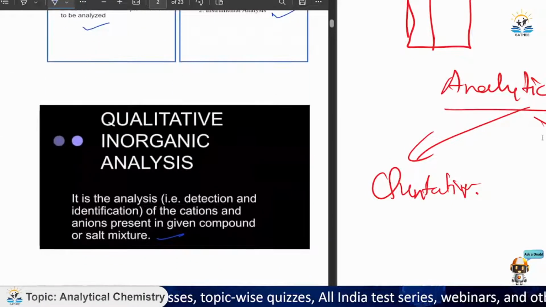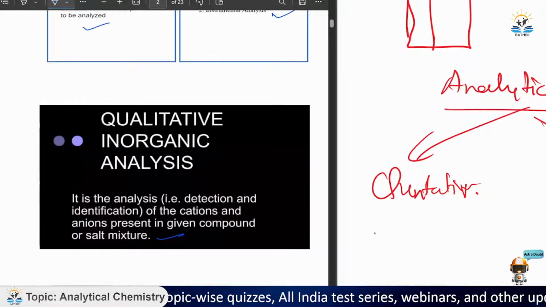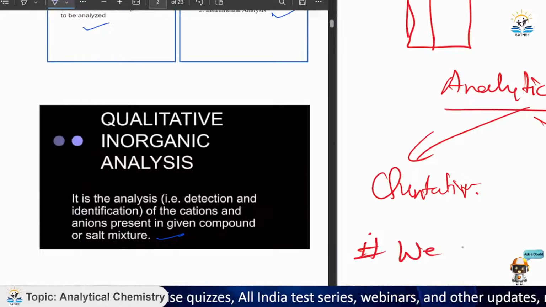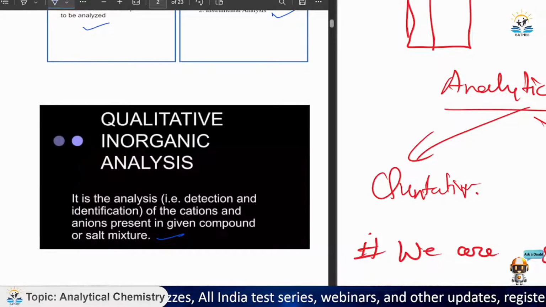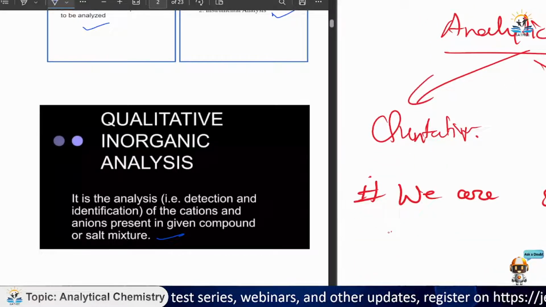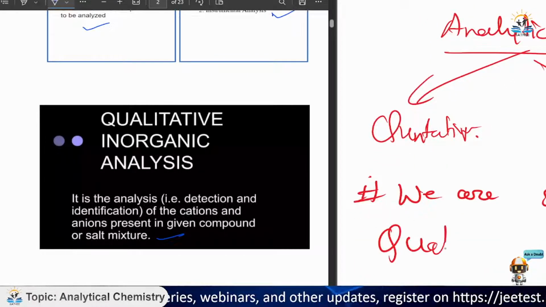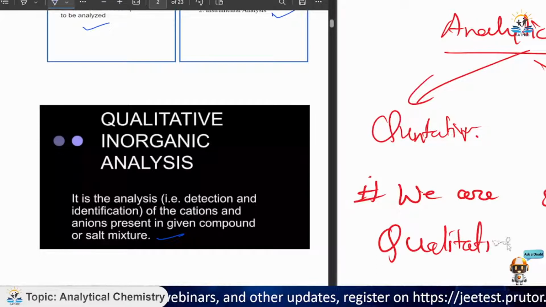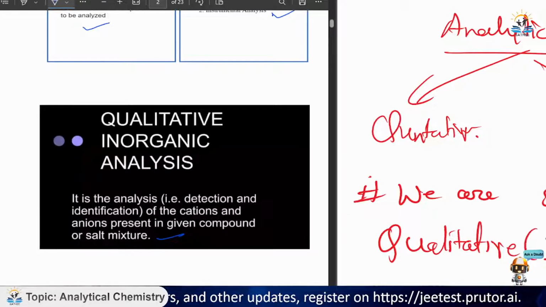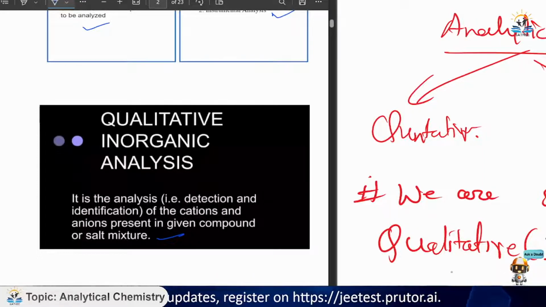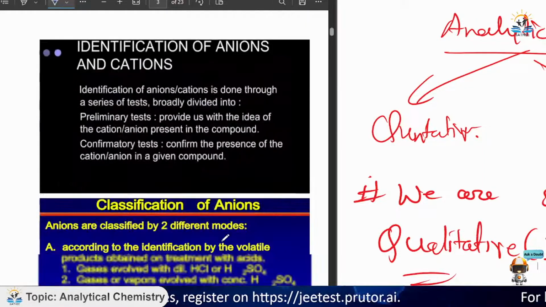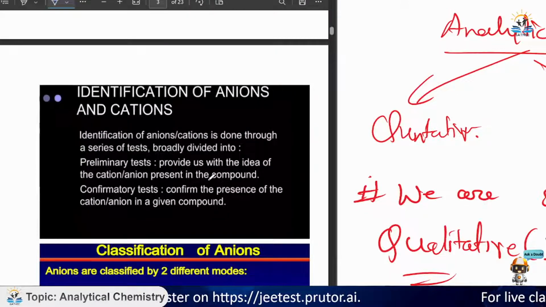Firstly, in this first part we are studying qualitative inorganic analysis. Qualitative, and it is inorganic, meaning chemical reactions will be occurring here. Okay, now let's move on. This is just the intro part.